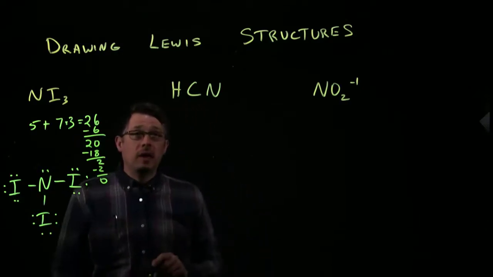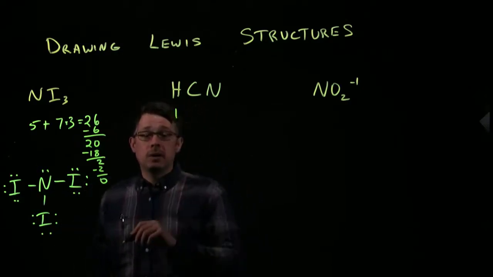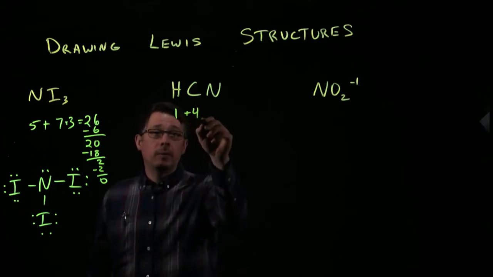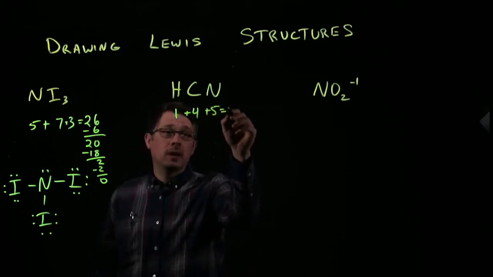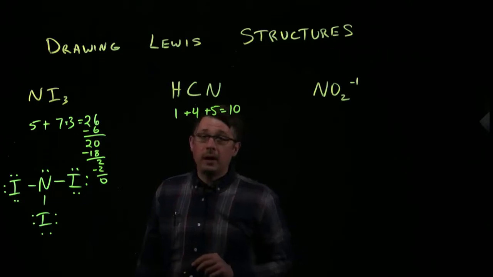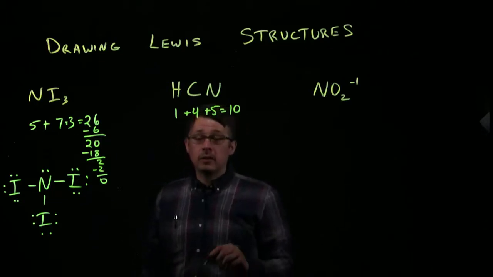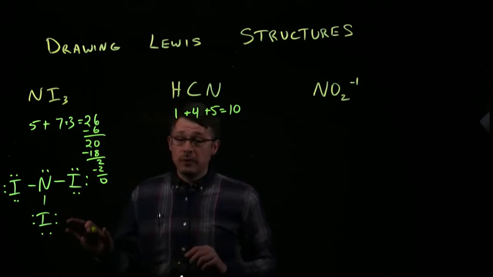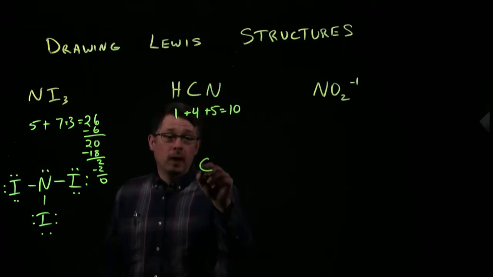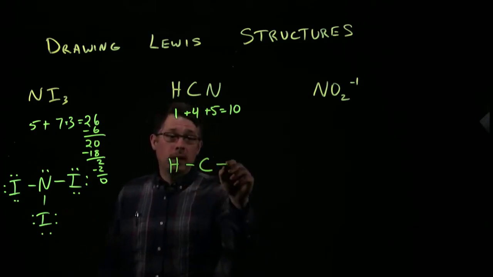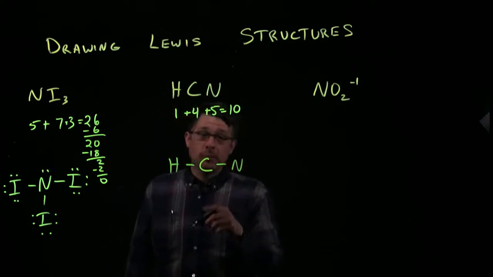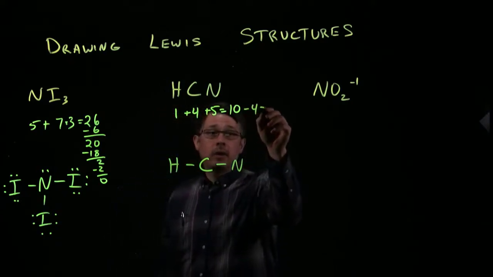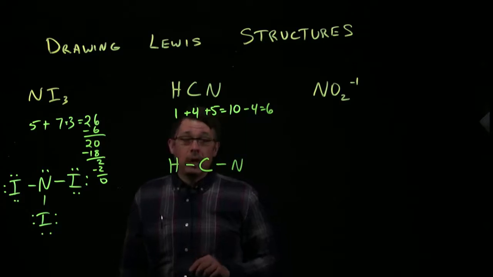In our second example, we have hydrogen, which is in group 1. We have carbon in group 4, and nitrogen again in group 5. We have 10 valence electrons. We have to pick a central atom, and remember, one of the rules is hydrogen is never a central atom. So we'll pick carbon, and we'll connect all the atoms with a single bond. That uses up 4 electrons, so we have 6 left.